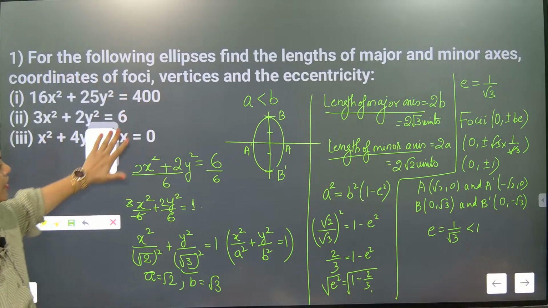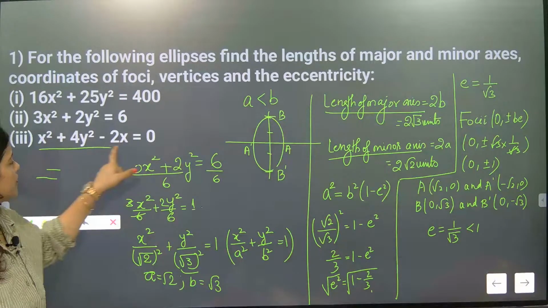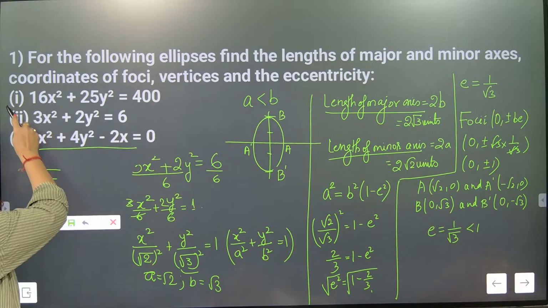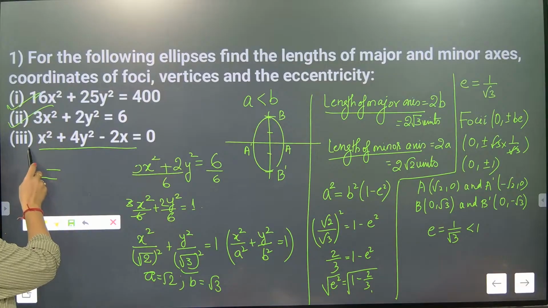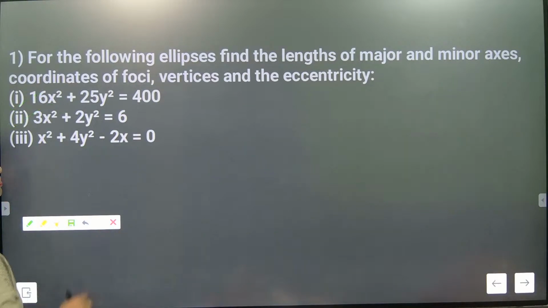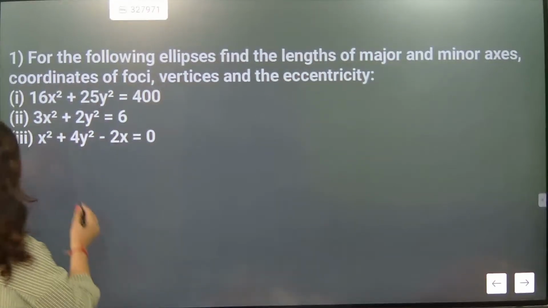Now we will be going for this part of the question. This is a little bit of a challenge for you, because the first and second will be done very easily. The third one is a shift question because the center will be different. Here the ellipse center is at the origin in the previous question, but in this question the ellipse center will not be at the origin. So now, everybody try to solve this question.